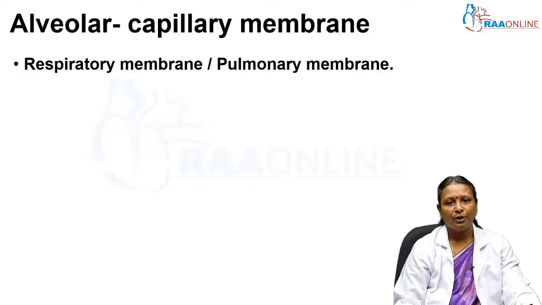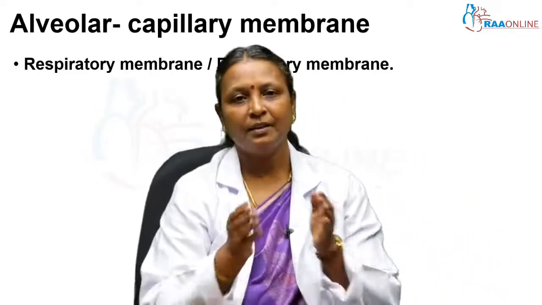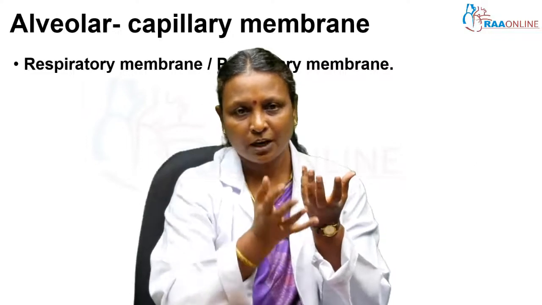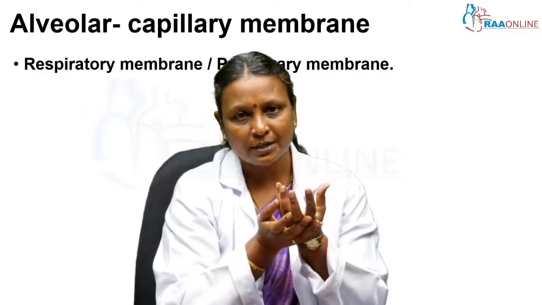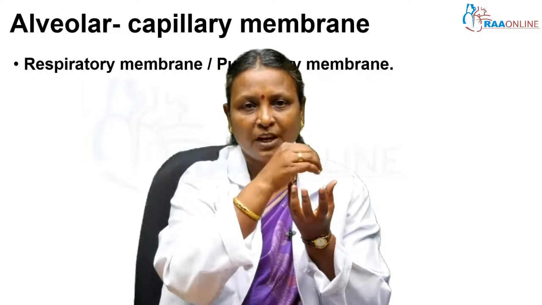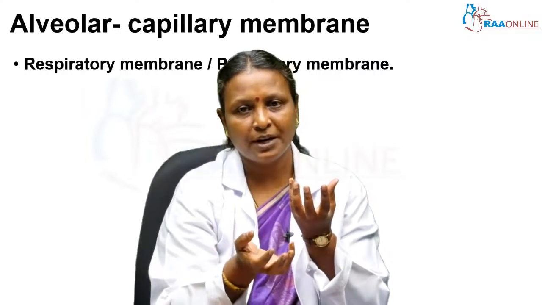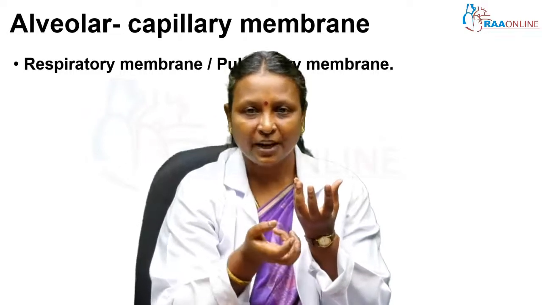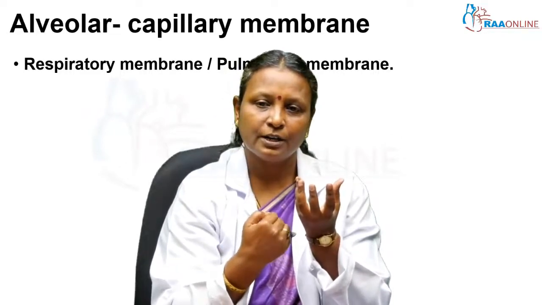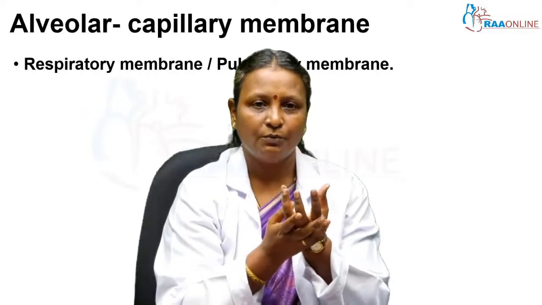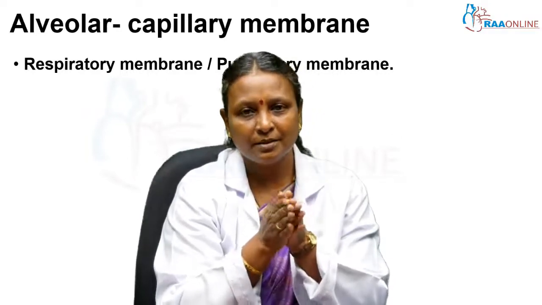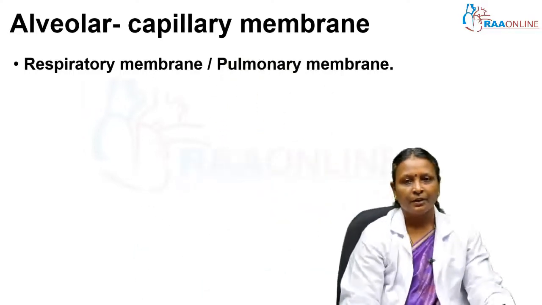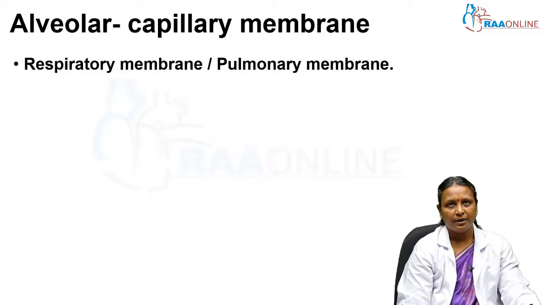What is alveolar capillary membrane? In the lung, you have the alveoli with the alveolar ventilation. Surrounding this alveoli, you have the capillaries. So, oxygen from the alveoli has to enter into the blood vessel, that is your capillary, and from the capillaries, carbon dioxide has to move out into the alveoli. The respiratory membrane is the interface between the alveoli and the capillary. It is otherwise called as pulmonary membrane.